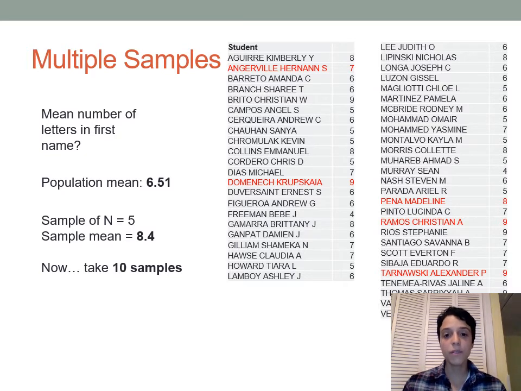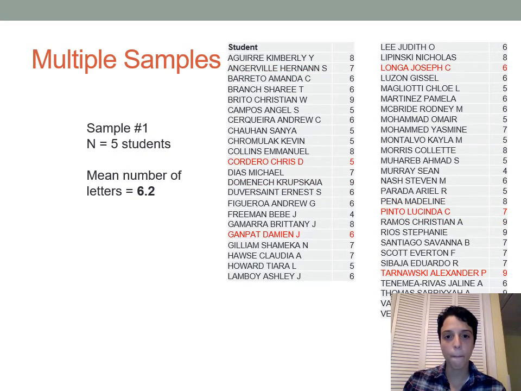And in order to demonstrate what happens when you take multiple samples, I'm going to go through this process 10 more times. I did this 10 more times, and I'm going to show you what happens in each of those. So again, going into this, remember the whole class is the population. We have a population parameter, which is a mean of 6.51, and we're going to look at the sample means that we get when we take different samples out of this class. Our first sample had a mean of 8.4 letters. We're going to see what happens in the next 10 samples that I take.